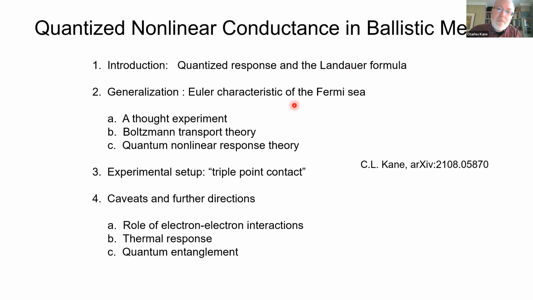And then describe this generalization that I've come up with, which probes a topological property of a metal, which is the Euler characteristic of the Fermi sea. And I'll explain to you what this Euler characteristic is. The main thing that I want to get across in this talk is a thought experiment, which captures the essence of what I have in mind. And then one can back up that thought experiment with some more concrete calculations with various levels of sophistication, basically a Boltzmann theory, and then doing a nonlinear response theory as well.